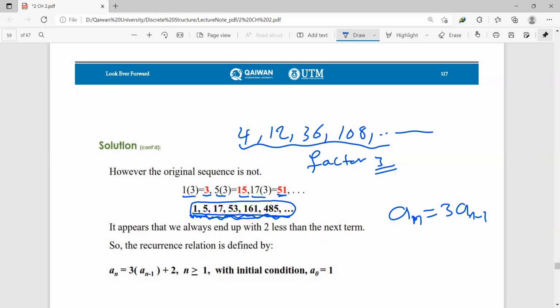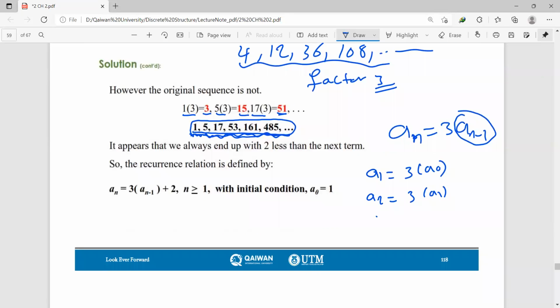And then let's see what else do we have. Look, if this is 1, we say a_1 equals 3a_0, a_2 equals 3a_1, a_3 equals 3a_2, and so on. Let's check.